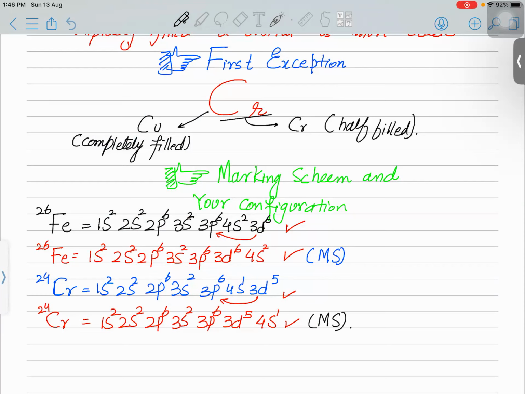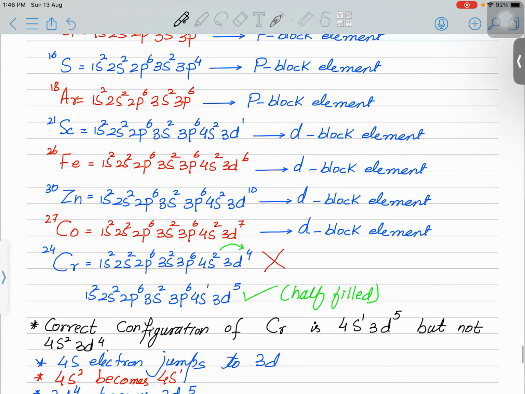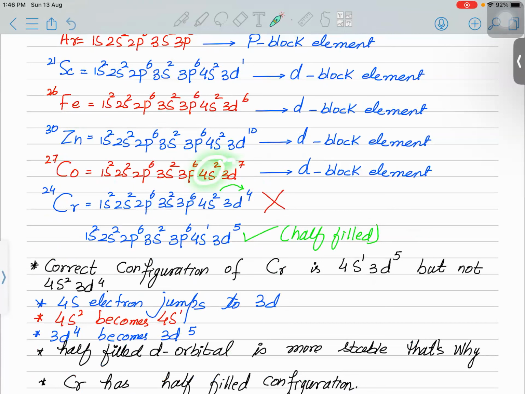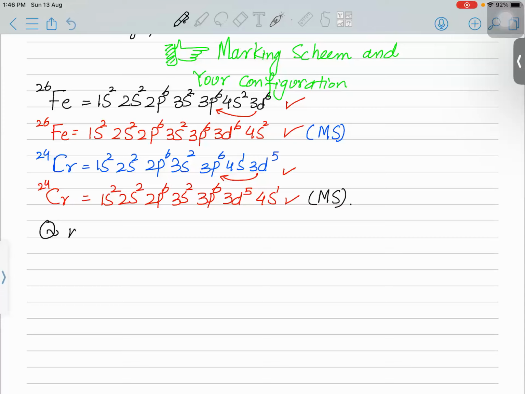Now, my first question regarding electronic configuration. You can see the electronic configuration: 1s2, 2s2, 2p6, 3s2, 3p6. Why does 4s come before 3d? Can anyone tell me why 4s comes before 3d? Yes, Vijay. Any idea?